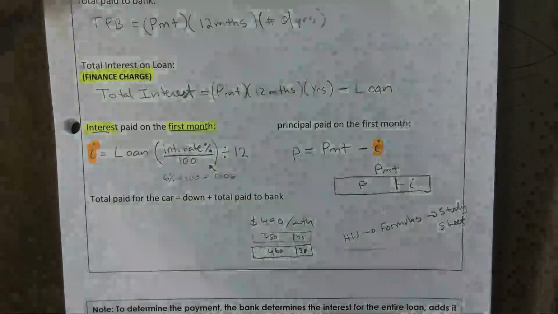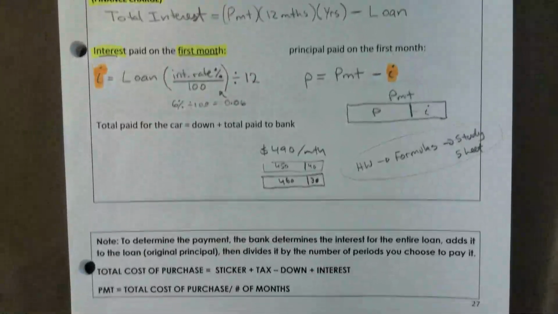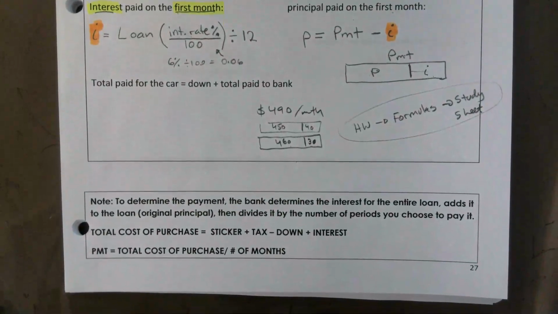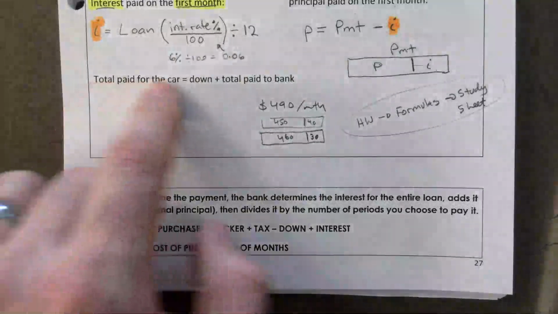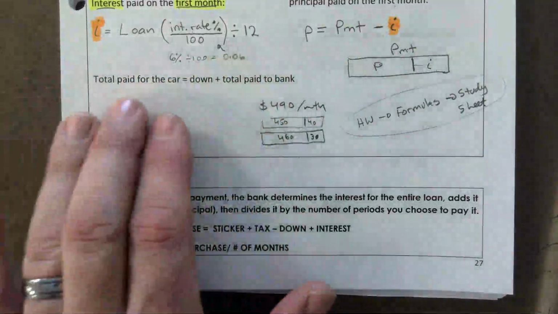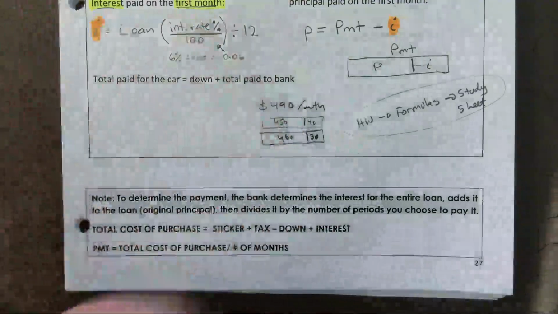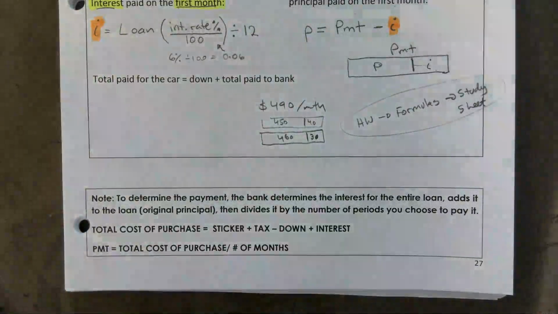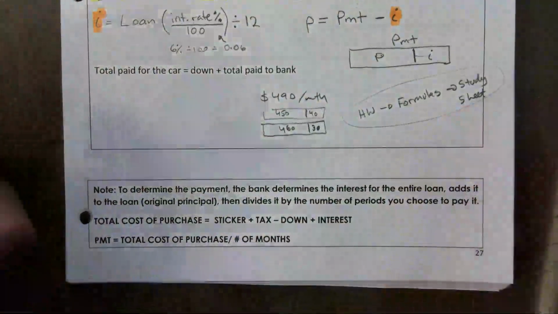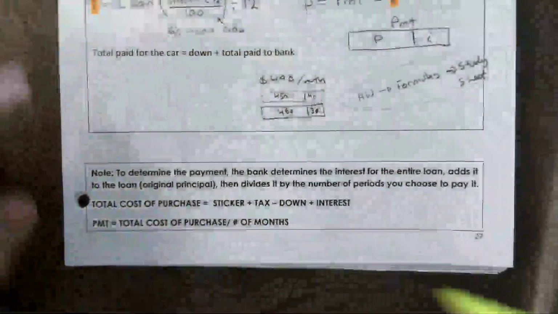So enough talking, Mr. Dirksen. Just give me the example. I don't want to hear this. I hear you. I'm going to leave this one blank. I'm not going to have total paid for the car, although I'll tell you what it is, but I'm not going to give you a formula for that. This is important. I would have this on my study sheet as well.